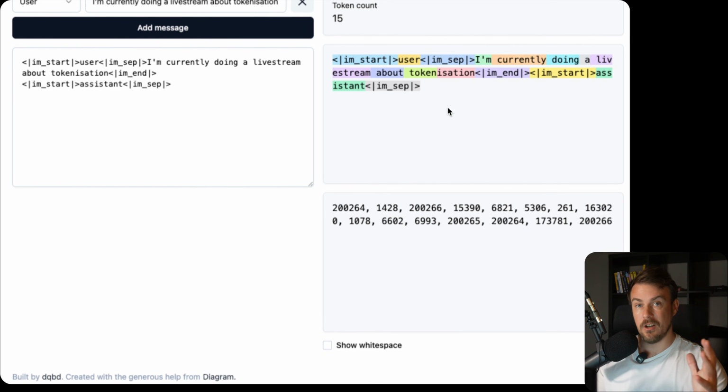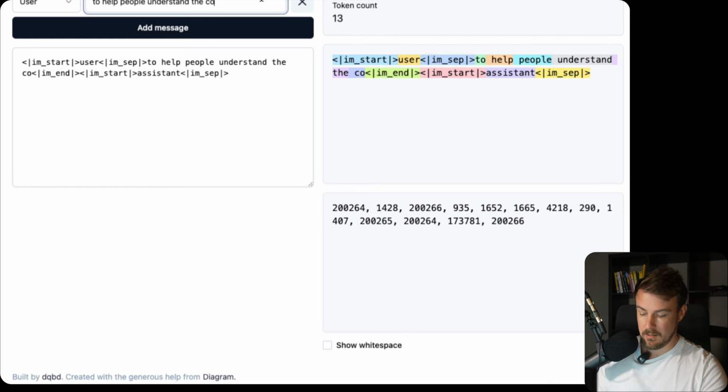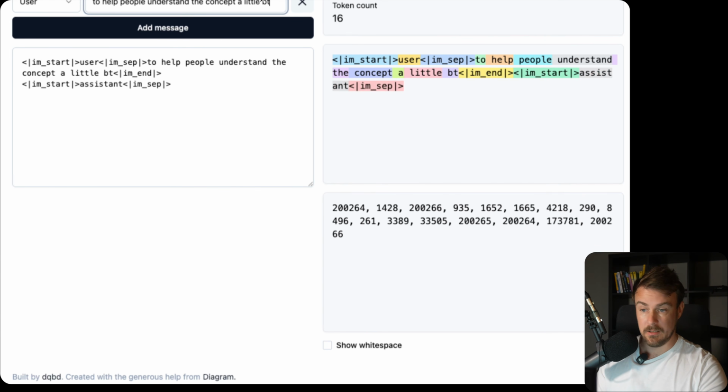So this is how the large language model has broken this down. It's chunked up the English language into these particular tokens. I'm is a token in and of itself. That's one token. Currently is a token. Doing is a token. A is a token. Live stream is a token. About is a token. Tokenization is not a token. It's 2 tokens.